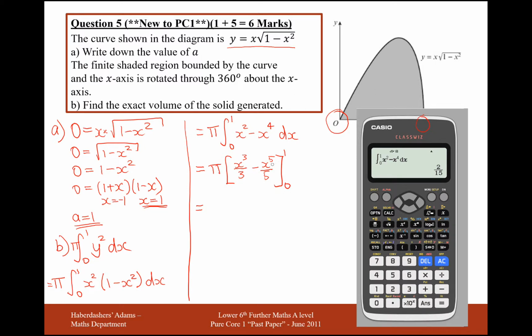You would have got exactly the same thing if you had just done it manually, plugging in 1 into your function and then taking away 0 into your function. It's effectively the same as 1/3 take away 1/5 is 2/15. So the answer here is 2/15 times pi. And that's the volume for the solid generated rotating 360 degrees around the x-axis. 6 marks in total for that question.